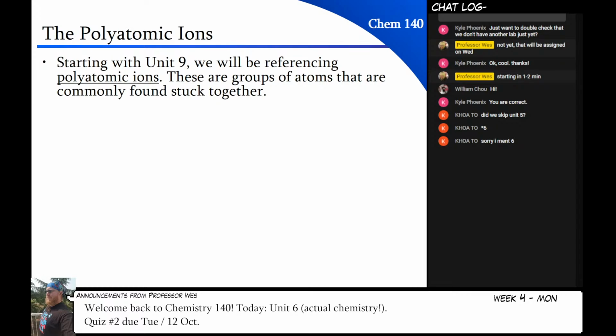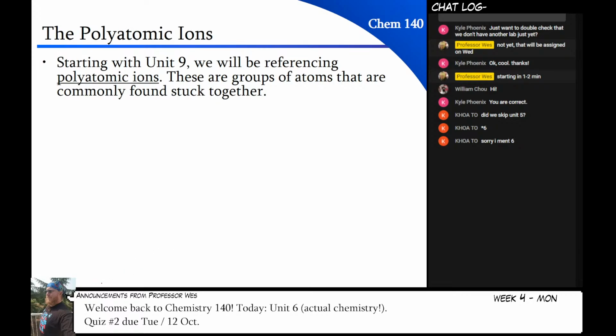All right, so that's all the administrative stuff out of the way. The next thing we're going to talk about are the things that are going to be on the screen here in just a second. You can see that this is mentioning Unit 9. We're currently on Unit 6. We're going to do Unit 6 today. But at the time that we start Unit 9, you're going to be referencing some stuff known as polyatomic ions.